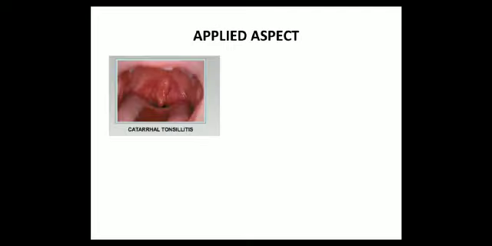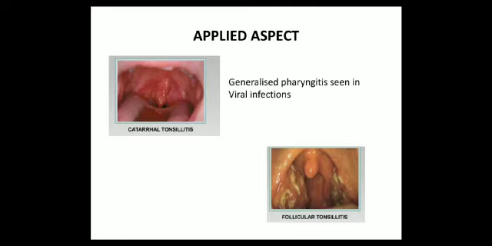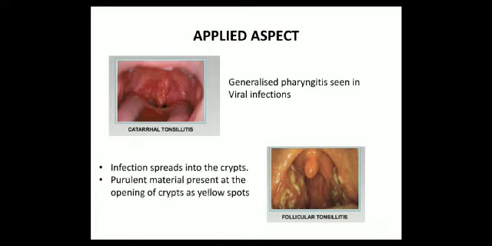In tonsillitis various types are there. It may be bacterial or viral, or it may be acute tonsillitis or chronic tonsillitis. Some of the examples we will see. Catarrhal tonsillitis occurs as a part of generalized pharyngitis, usually seen in viral infections. In follicular tonsillitis, the infection spreads into the crypts and purulent material presents at the opening of the crypts as a yellow spot. So, in this picture we can make out those yellow spots.